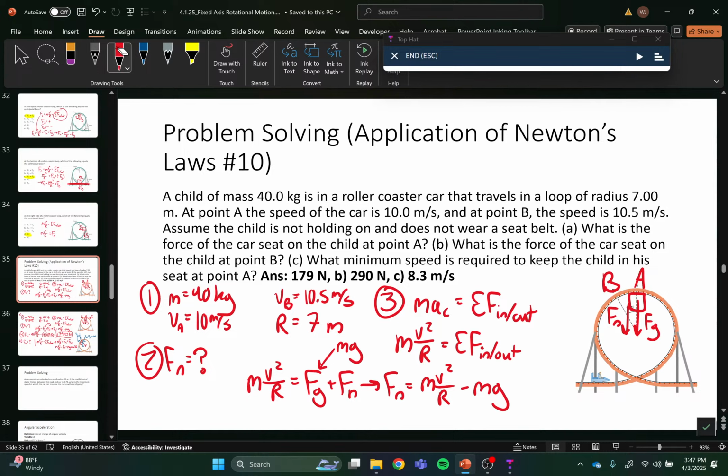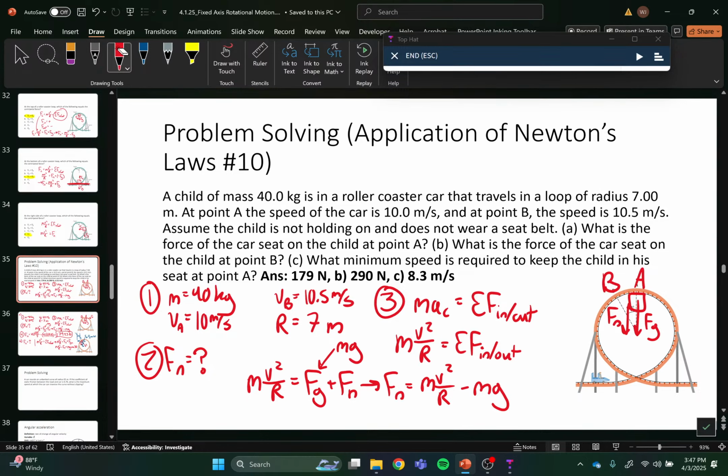It's 0. Normal force is never going to pull you down. Like, that doesn't make sense. So, what's going on in part C? The minimum speed to make it up here is a speed such that the normal force is 0, because at that point, the only thing keeping you in the circle is gravity. And if you're not going fast enough, you're just going to fall.